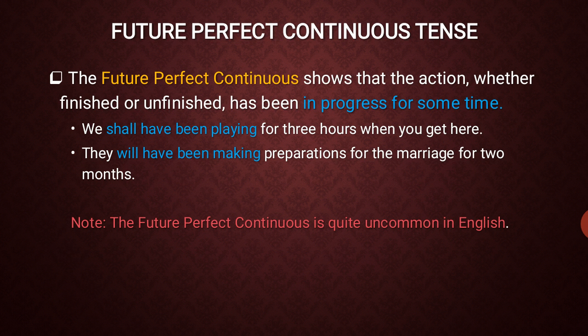Last thing, the future perfect continuous tense. The future perfect continuous tense shows the action, whether finished or unfinished, has been in progress for some time. That is, whether it is finished or unfinished does not matter, but it has been in progress for some time. For example, we shall have been playing for 3 hours when you get there. They will have been making preparations and arrangements for the marriage for 2 months. Note that the future perfect continuous is quite uncommon in English.